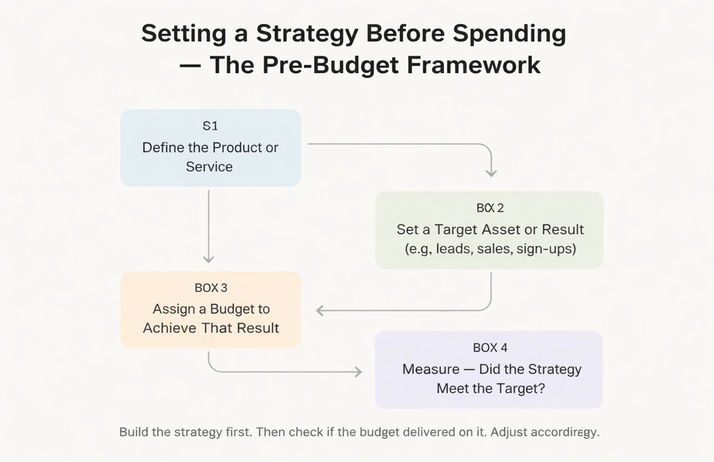Here is how it works. First, define exactly what product or service you are promoting. Second, set a clear target. What result do you want? Leads, sales, signups? Be specific. Third, assign a budget that you believe can achieve that result.